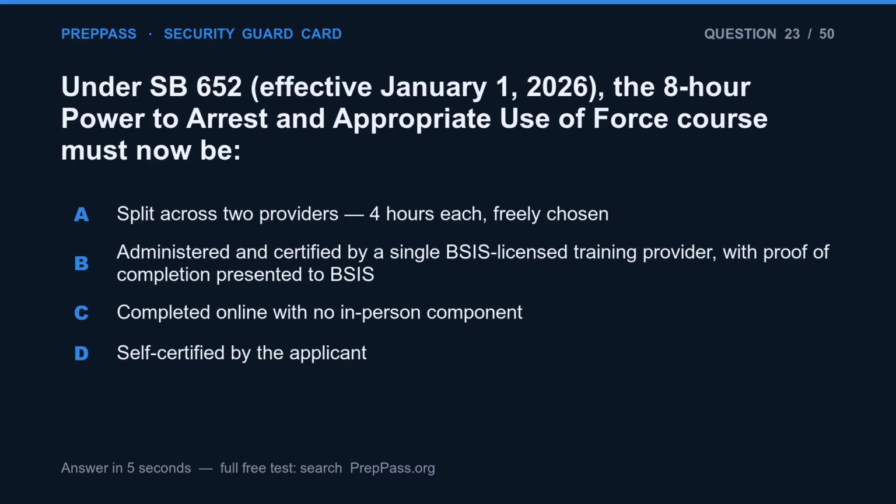Question 23. Under SB 652, effective January 1, 2026, the 8-hour power to arrest and appropriate use of force course must now be A. Split across 2 providers, 4 hours each, freely chosen. B. Administered and certified by a single BSIS licensed training provider, with proof of completion presented to BSIS. C. Completed online with no in-person component. D. Self-certified by the applicant.